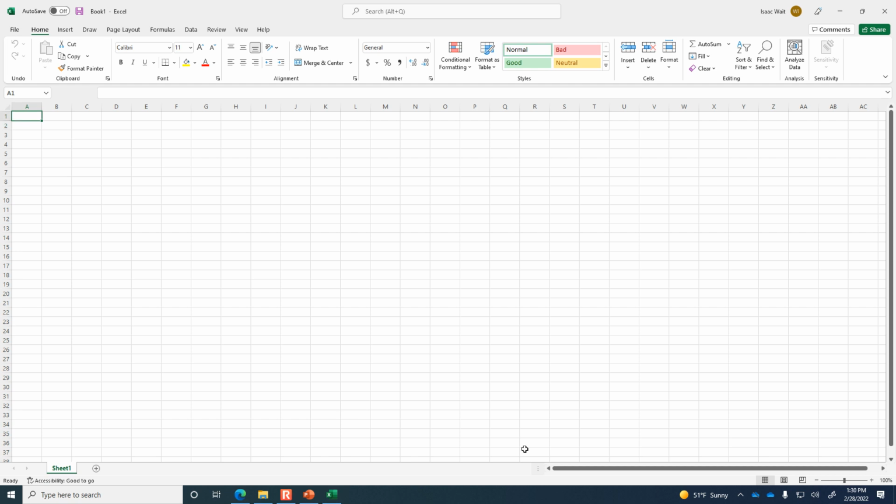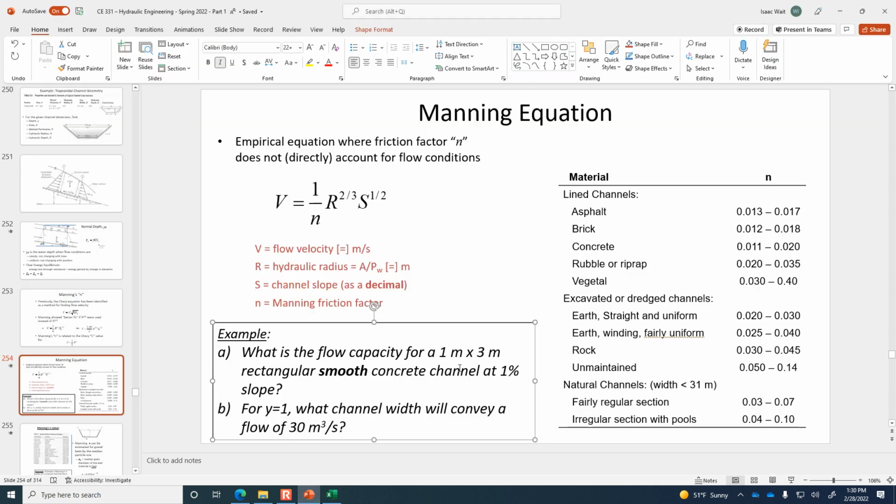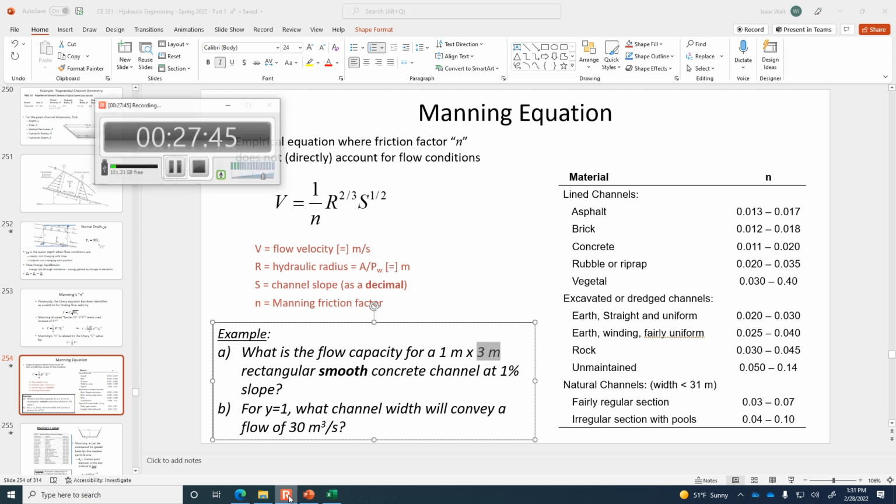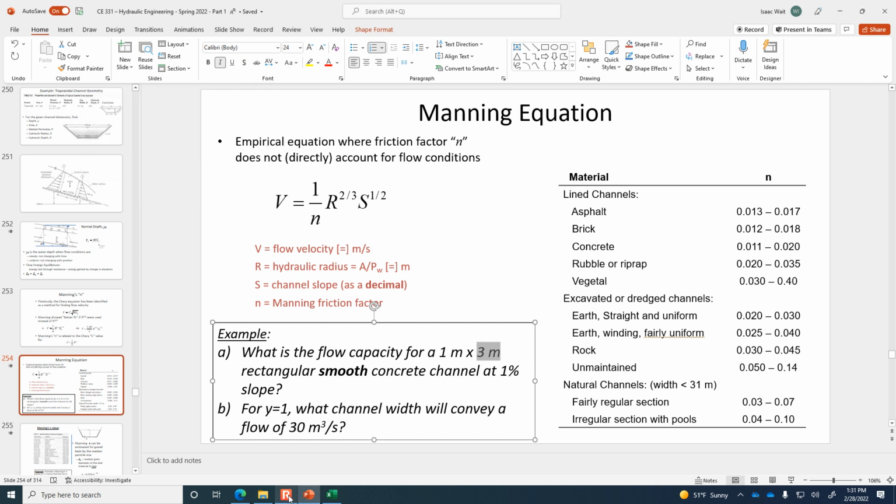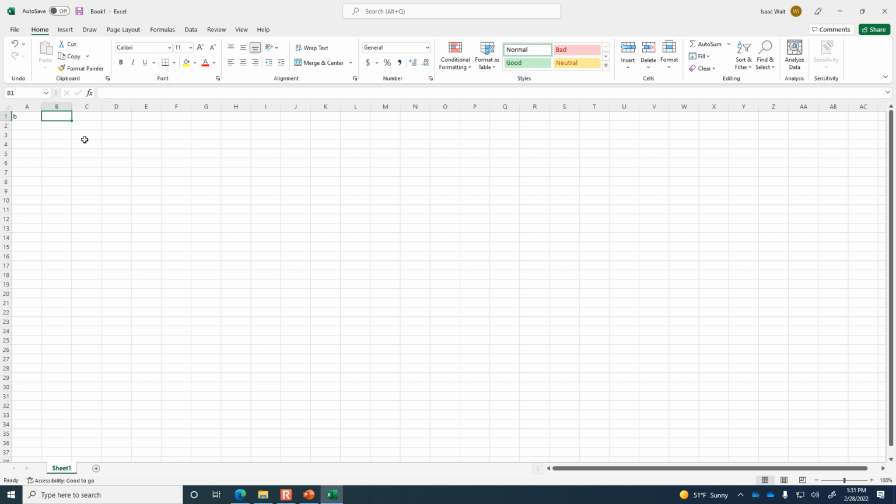So I've got some guess of B, like how wide to get 30. Well, we know it's going to be at least as wide as 3, right? Because 3 meter width gave us what flow rate? 19. So it's not a linear scaling, but it's going to be at least 3 meters wide. So I'll start with a guess of 3.1. That's my guess of B in meters.